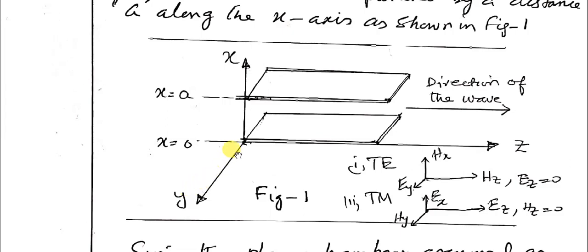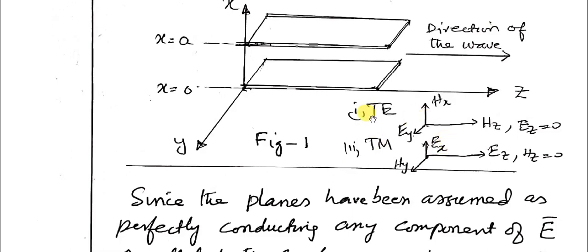So we will consider the E field component to be constant, not varying. The only variation is taking place along x. So we will set those boundary conditions as well. The electromagnetic waves propagating inside these conducting planes have two configurations. One is transverse electric and the other is transverse magnetic. We will explain that later, but at the moment we are just mentioning it.